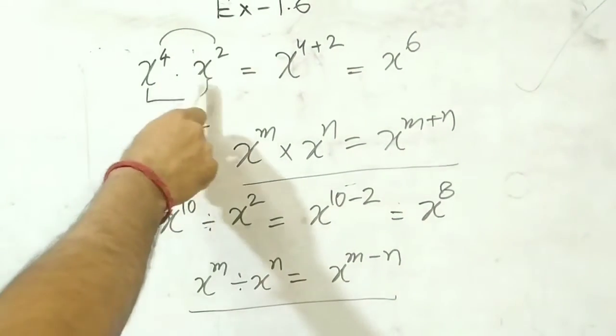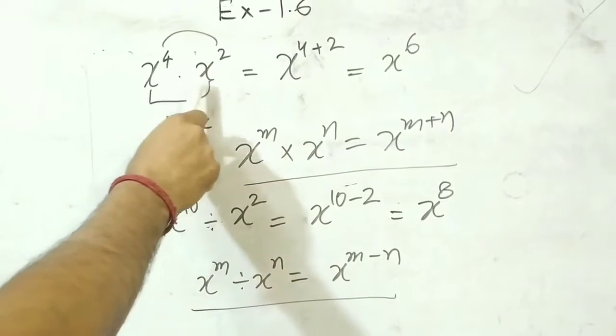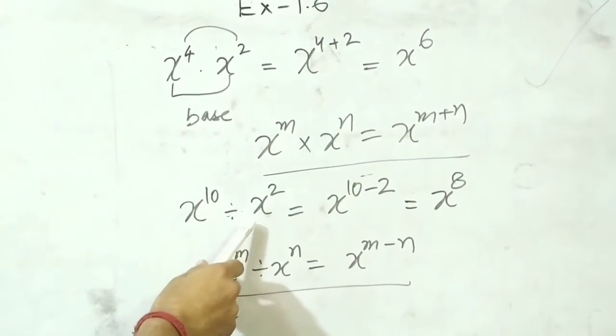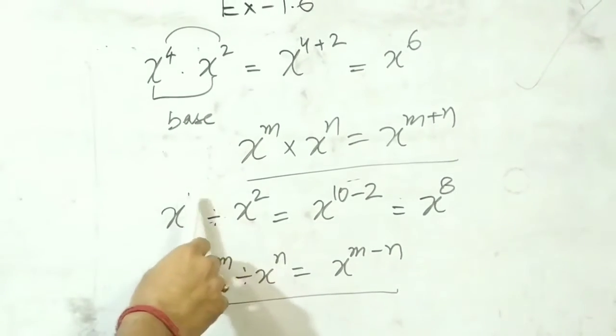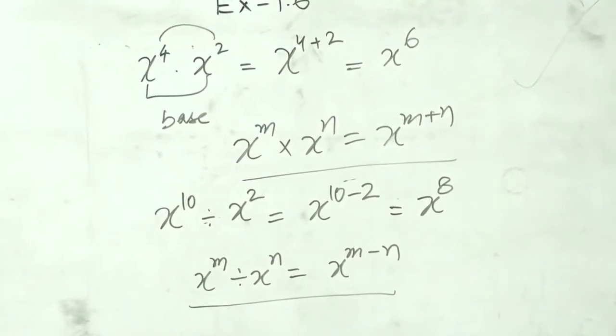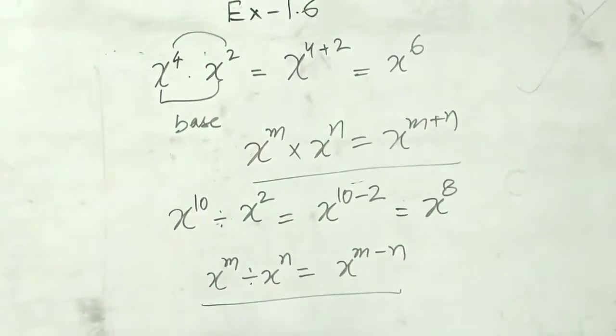You can see even bases are same. If they are multiplying with one another, then powers are added to each other. If they are dividing, then powers will subtract. From the first power you will subtract the second power. So two formulas are like that.